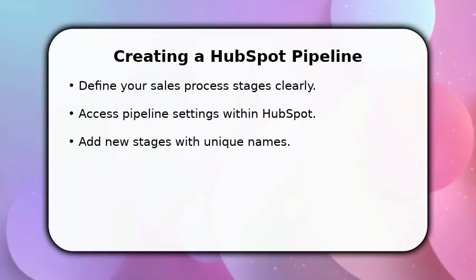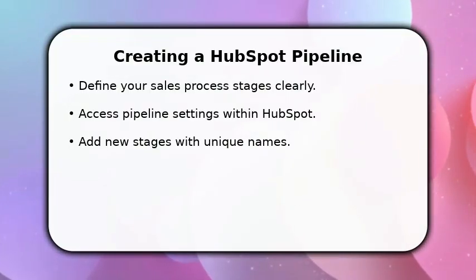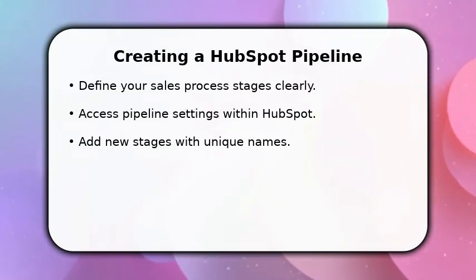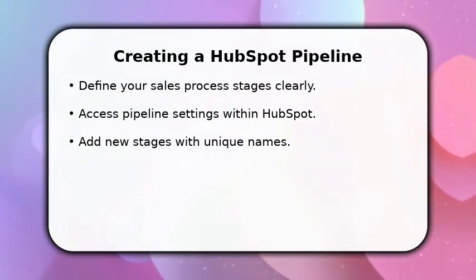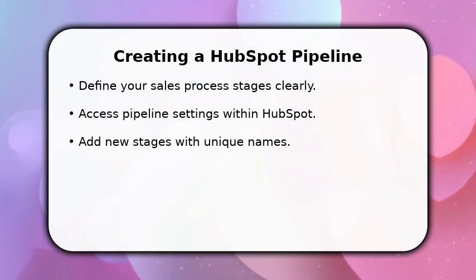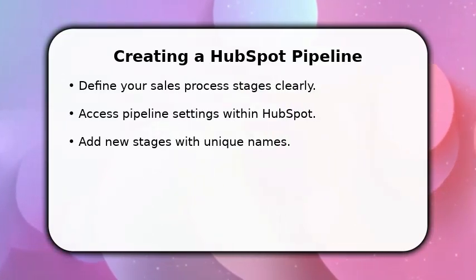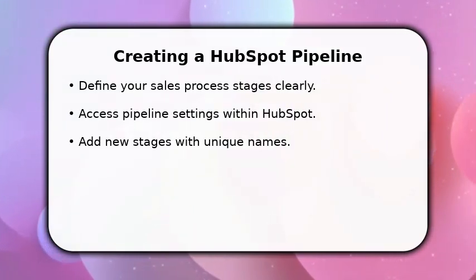Enjoy the video. In this video, I will explain how to create a pipeline in HubSpot. First, navigate to your HubSpot settings and locate the Deals section. Here, you can manage your sales pipelines. Click Add Pipeline to begin building a new one.